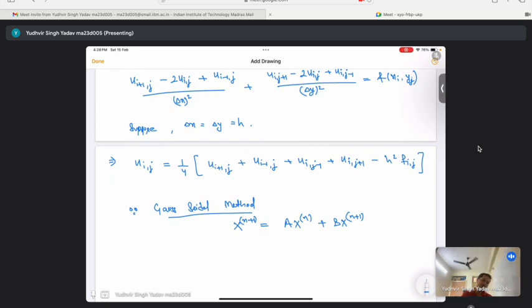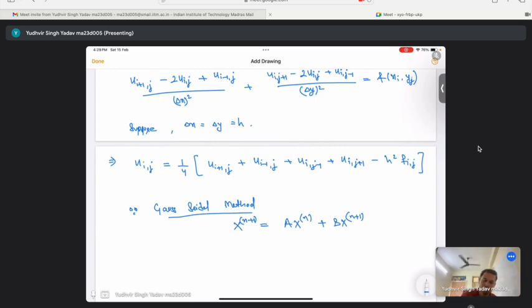So at different steps, like n plus 1, we will keep on changing the values of n and try to find out the solution using the Gauss-Seidel method. This is the Gauss-Seidel method you might have studied in the basic numerical analysis course. So we will keep on updating the values at the different steps subsequently, so that we can arrive at the final solution.